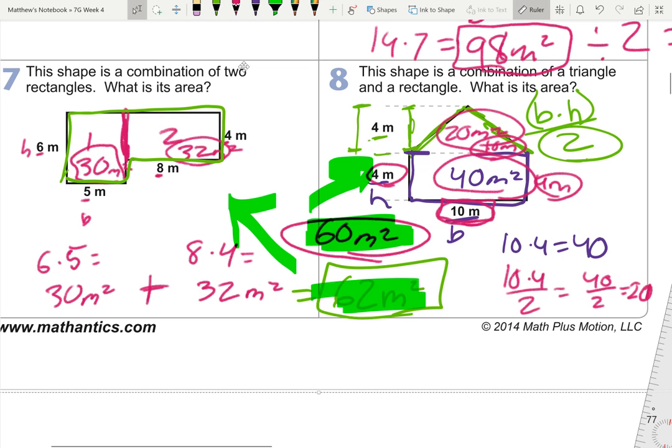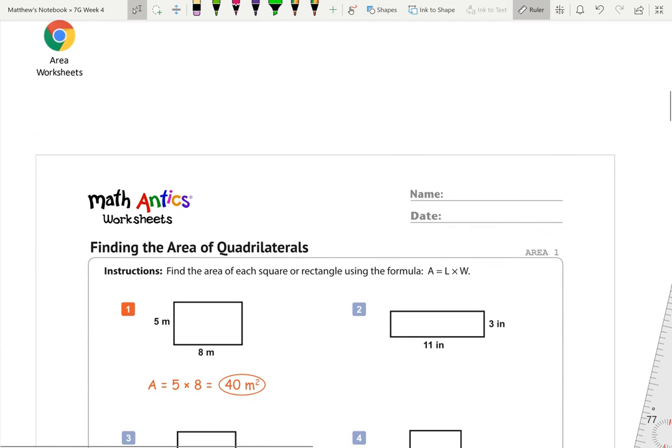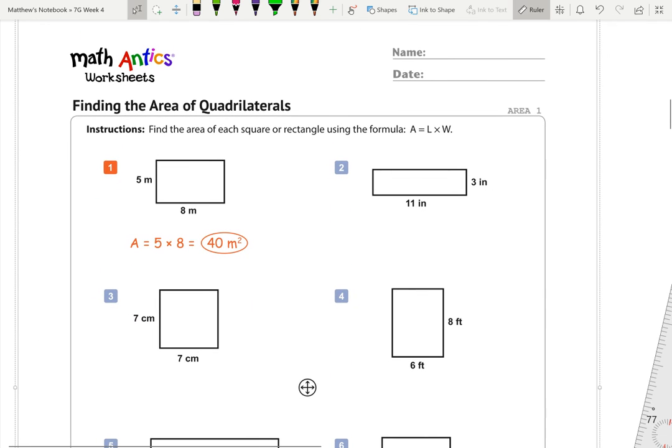So now what you're going to do is use this exercise sheet to complete these worksheets below. So let's go ahead and get started with the worksheets on a separate video.